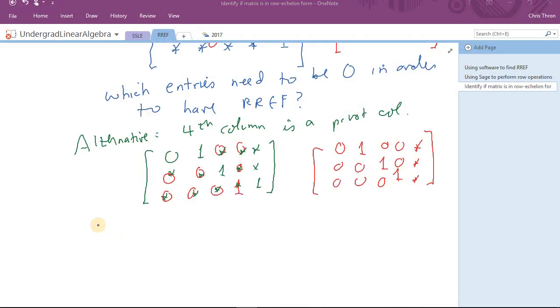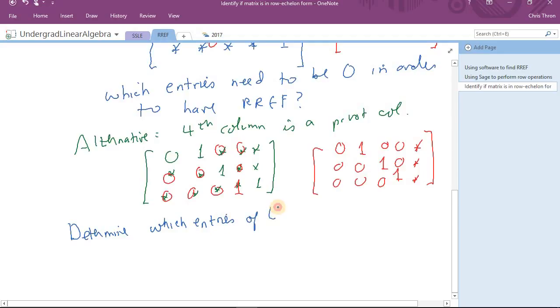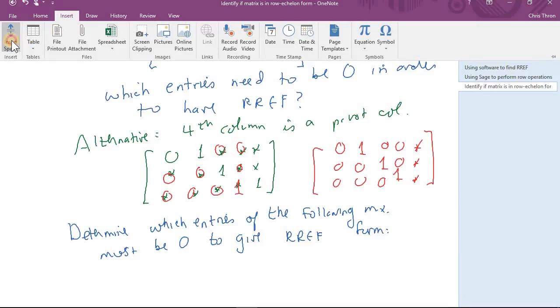All right, let's do one more. So I'm going to say determine which entries of the following matrix must be 0 to give an RREF form. Okay, so let me give you a matrix. Oh, it disappeared. All right, we'll insert a space.